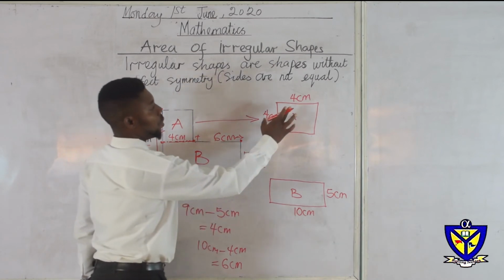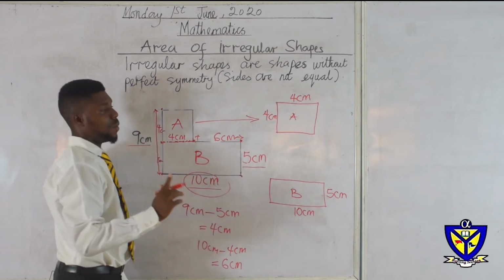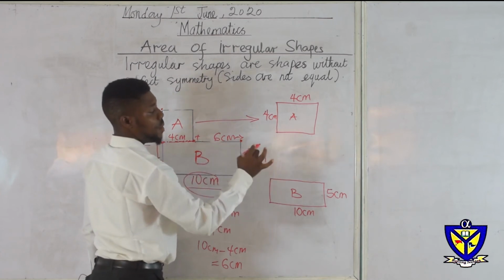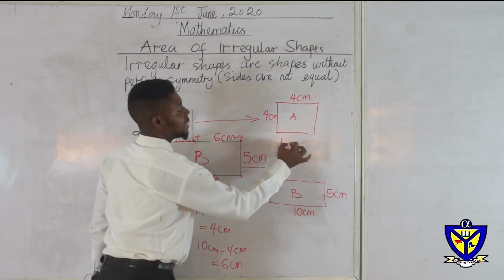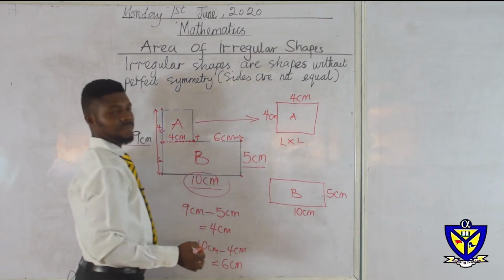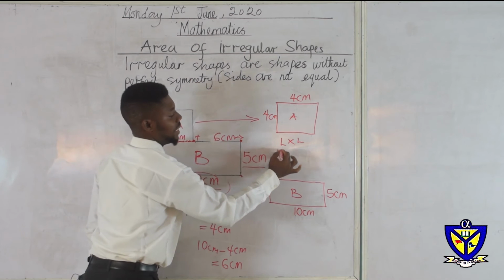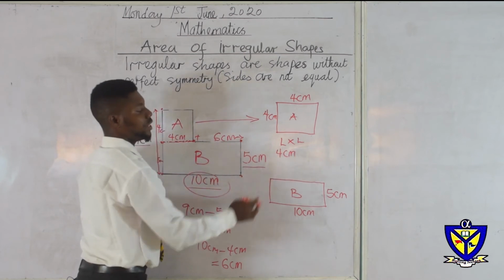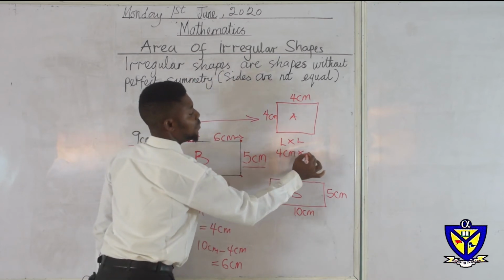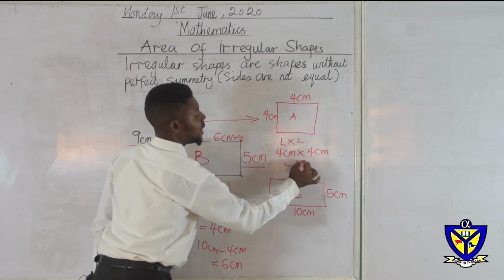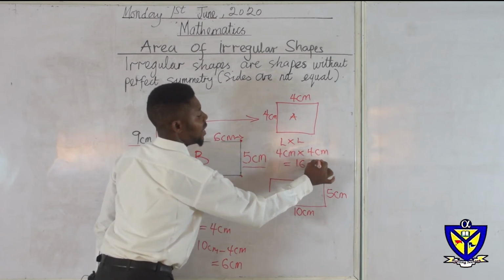Now, since we've been told that this is 4, remember that whenever you're looking for the formula of the area of a square, it is length times the length. Now, knowing fully well that the length here is 4 centimeters, all we need to do is 4 centimeters times the 4 centimeters. This will give us 16 centimeters square.